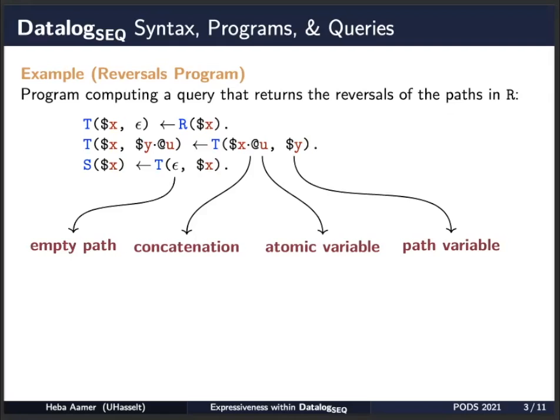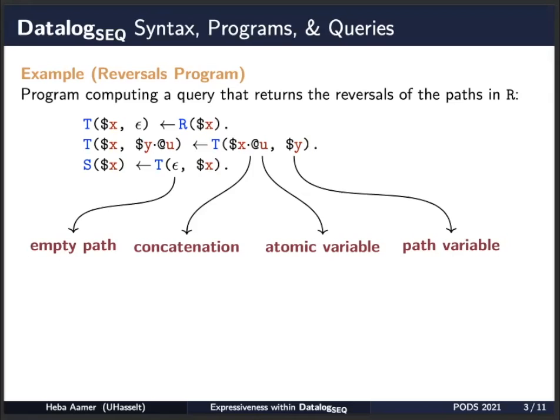And before going through the program, notice that both relations R and S are unary, so each one of them is a set of paths, while T is a binary relation. Thus, it's a set of pairs of paths. Also note that in all of our examples, S will always be the output predicate, so the output of the query on some instance will always be the sequences in S after evaluating the program on this instance.